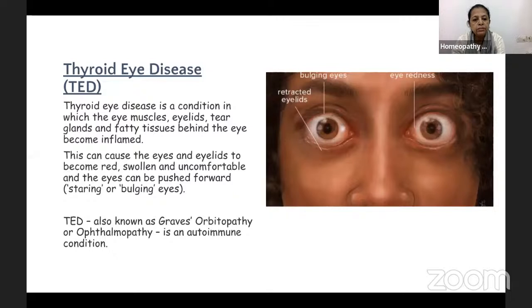Normally, the immune system defends against disease, like bacteria, viruses, or any other infection that comes, and fights that disease. But in an autoimmune disorder, what happens is that the immune power is directed against the normal cells. So there is a reaction to the normal cells and there is inflammation in the normal cells.